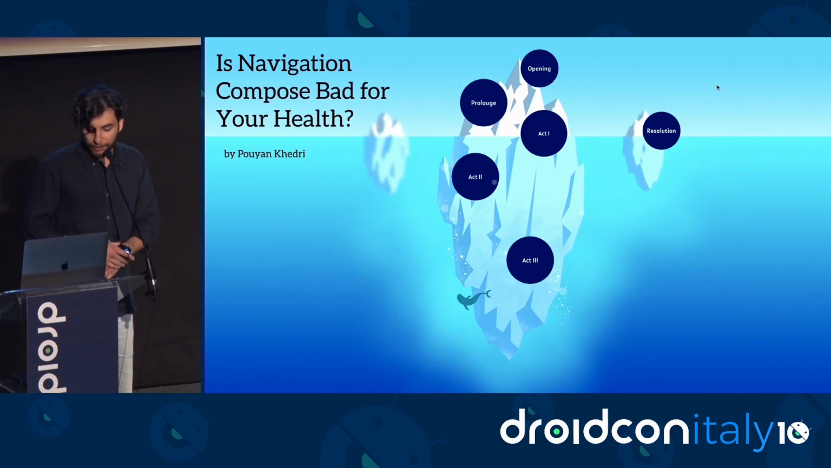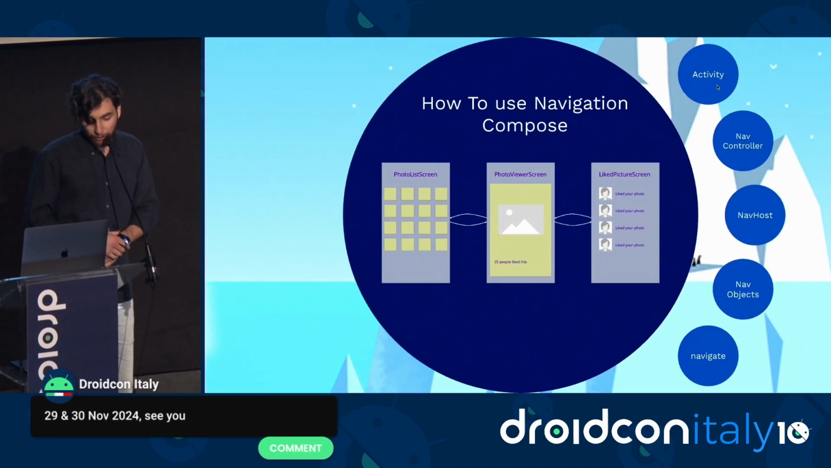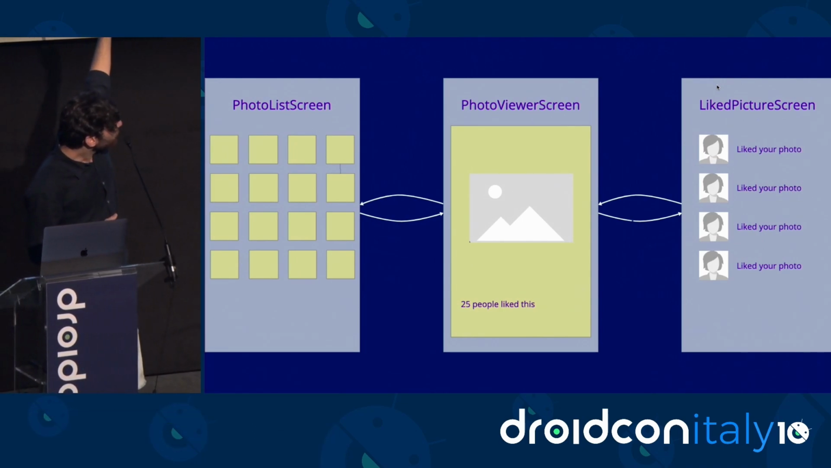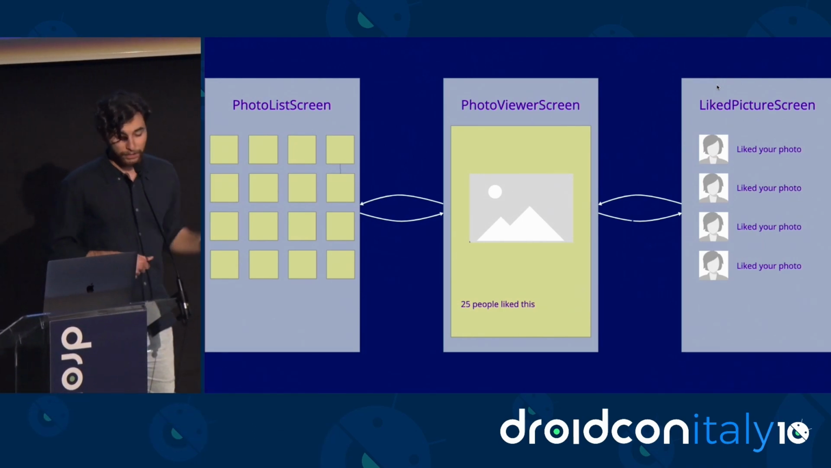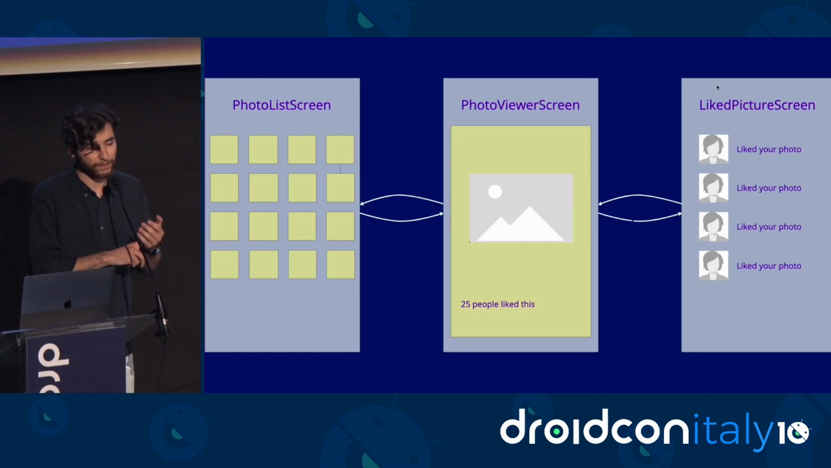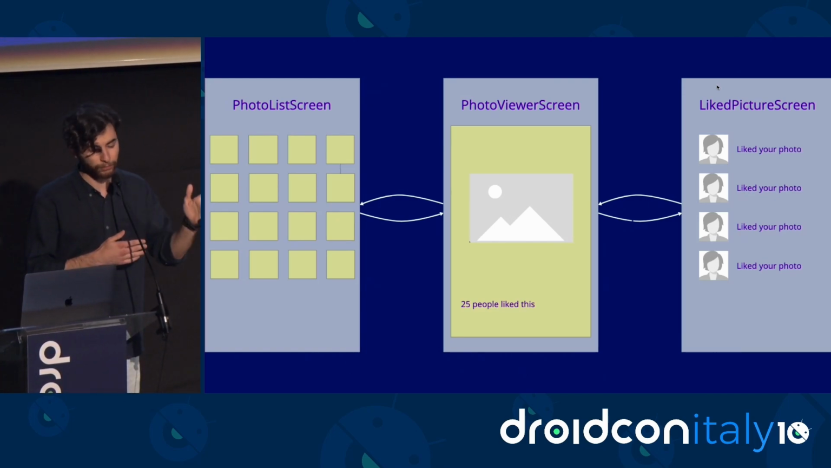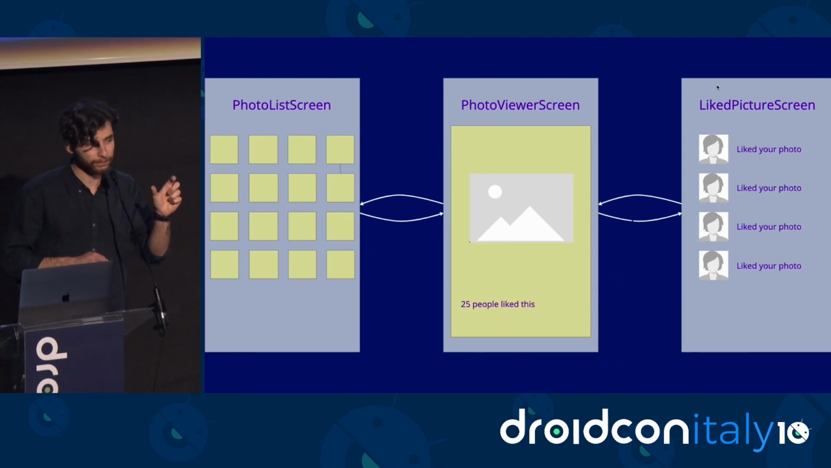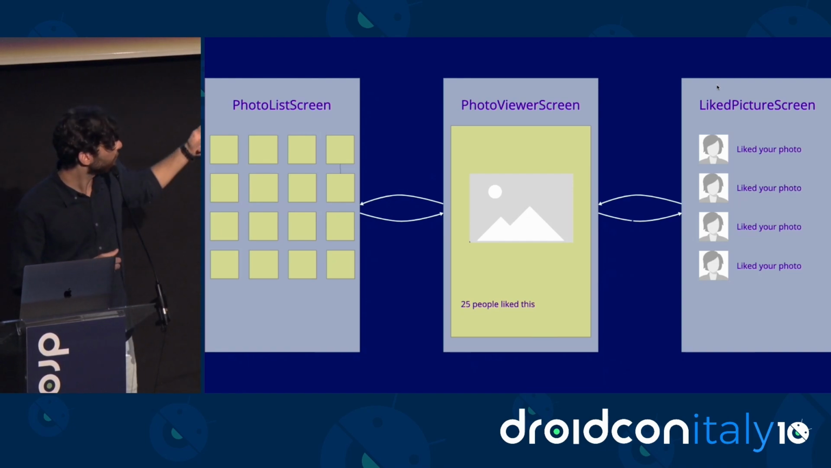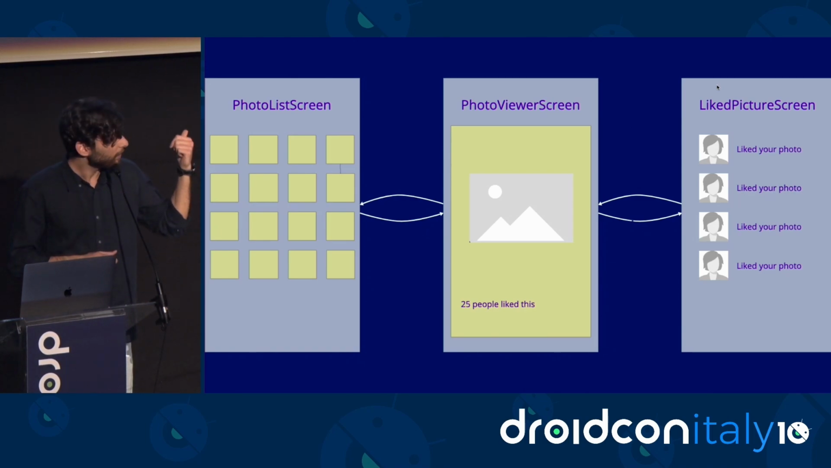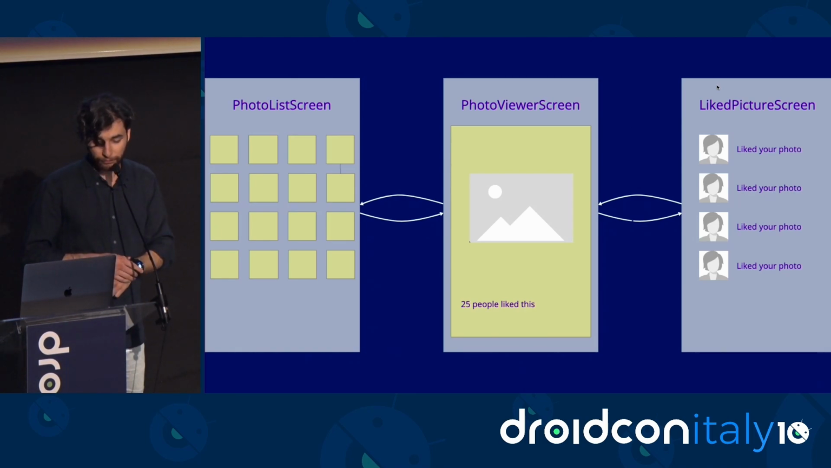So let's jump in. First, how to use Navigation Compose. Imagine that you have 3 screens. Starting from the left, the first one, list of pictures. So basically you see a list of pictures, you can tap on one of them, then the picture is open, you see the picture in full screen. There's going to be a like button, a comment button, and the number of likes. You tap on the number of likes, you go to another screen, which is basically the number of people who like the picture. And we're going to see how we can implement NavCompose for these 3 screens.